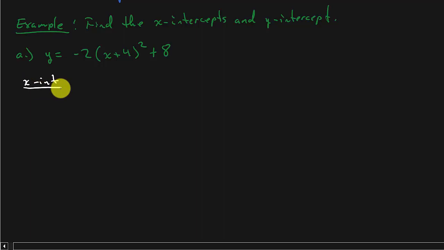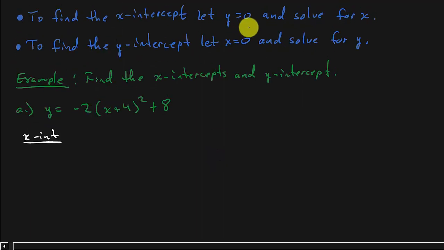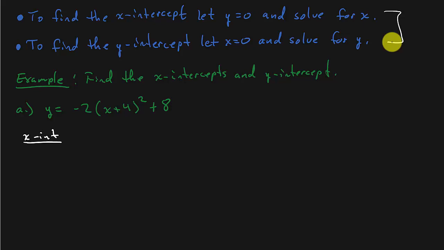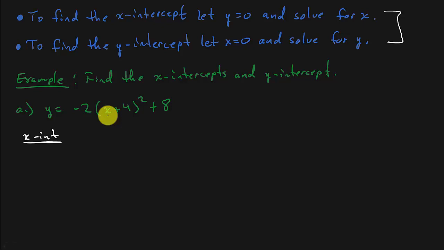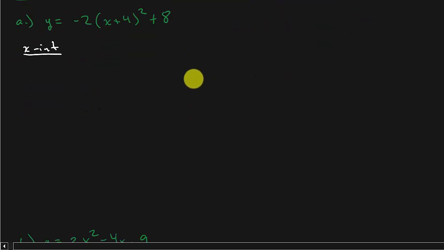All right, so the x-intercept, let y equal 0 and solve for x. So basically, just to put this a little simpler, to find the x-intercept, set the function equal to 0 and solve for x. To find the y-intercept, plug 0 in for x and evaluate it. That's all you're doing. Okay. All right, so here we've got negative 2 times (x plus 4) squared plus 8 equals 0.